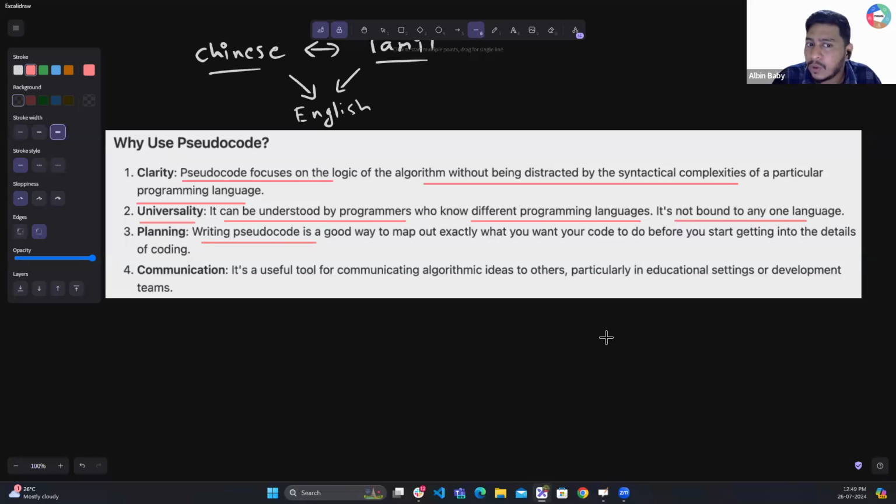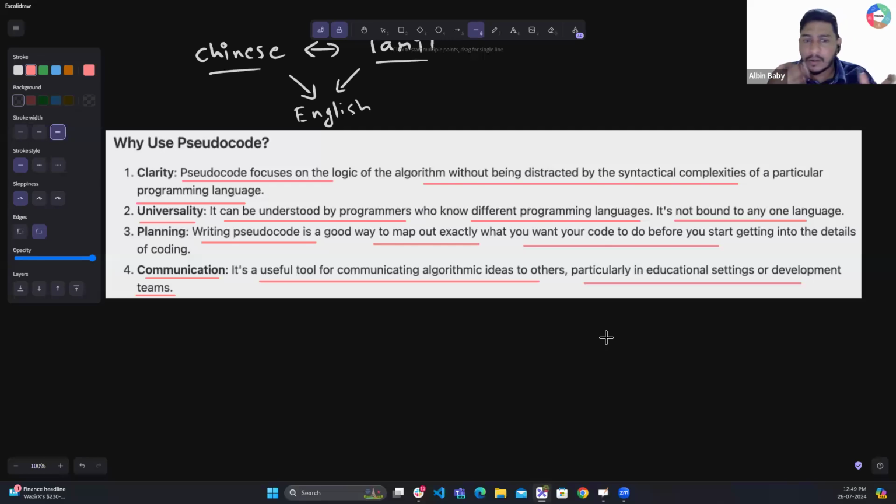Planning. Writing pseudocode is a good way to map out exactly what you want your code to do before you start getting into the details of coding. Communication. It is useful for communicating algorithmic ideas to others, particularly in educational settings or development teams. If you want to communicate with a person in a different team who is working with Java while you're working with JavaScript, and say this is the algorithm that I'm thinking we can add to our website, that's how you can use pseudocode to communicate with them.